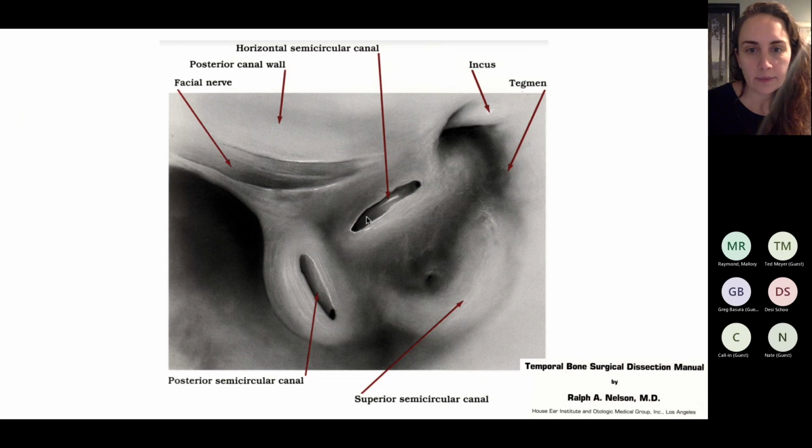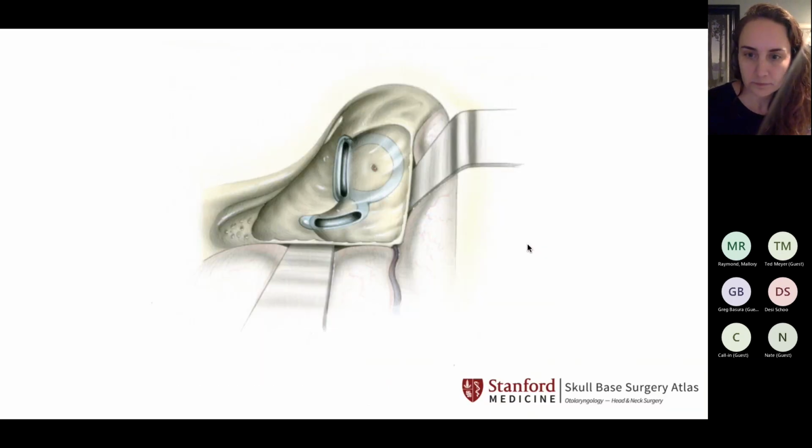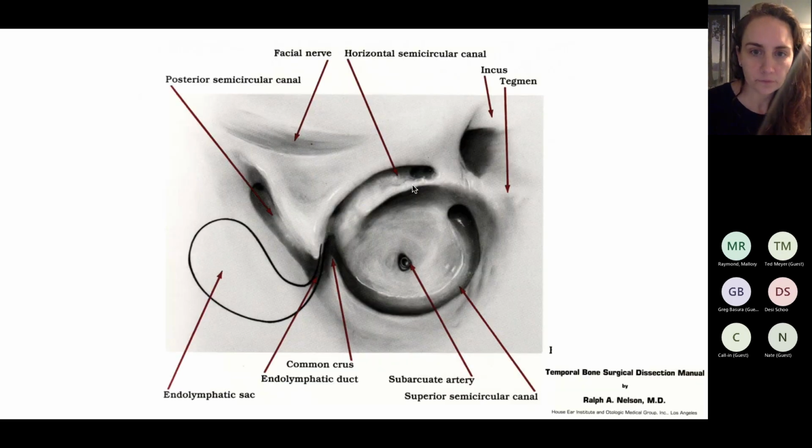So initially tending to blue line the canals, I tend to open superior first and follow it back to the common crus. I leave that inside border of the horizontal semicircular canal to protect facial along the back wall. This is what it looks like as we start to open semicircular canals. So, drilling down through superior here.